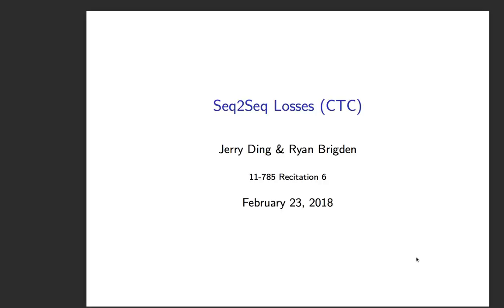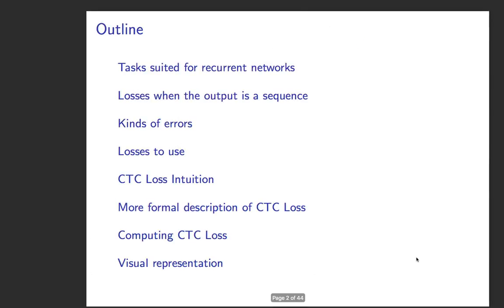So after last week's recitation on recurrent networks, we're going to look at a specific use case that's going to be targeted for our third homework. And we're going to work on specifically thinking about sequence-to-sequence loss functions and a family used in what's called connectionist temporal classification. And we're going to specifically talk about what that means, where it comes from, and how we can think about it.